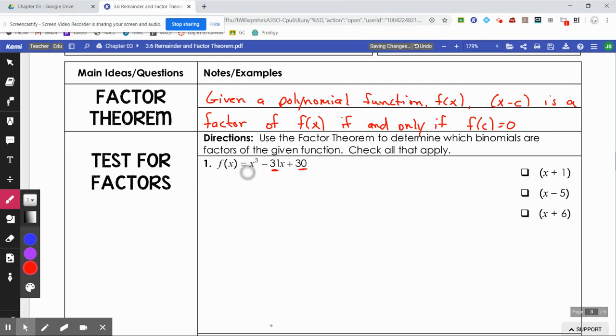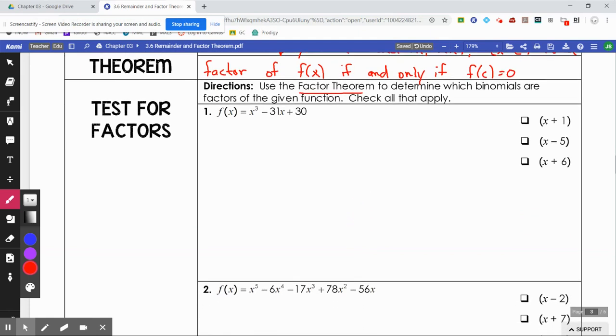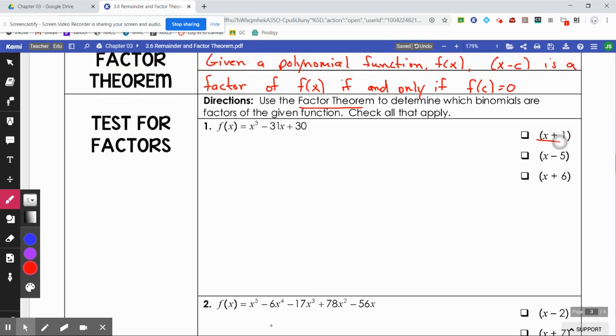So let's use synthetic division. It says use the factor theorem along with synthetic division to determine which binomials are factors of the given function. Check all that apply. So let's see if x plus 1 is a factor. The way that we're going to see is we plug in -1, because x minus c is a factor if and only if f of c is 0. So let's plug -1 into 1x to the third plus 0x squared minus 31x plus 30, and let's see what we get.